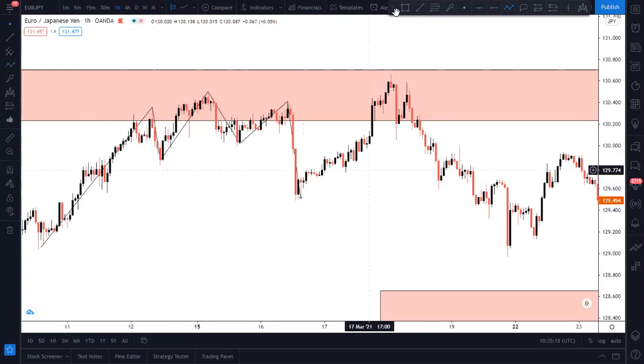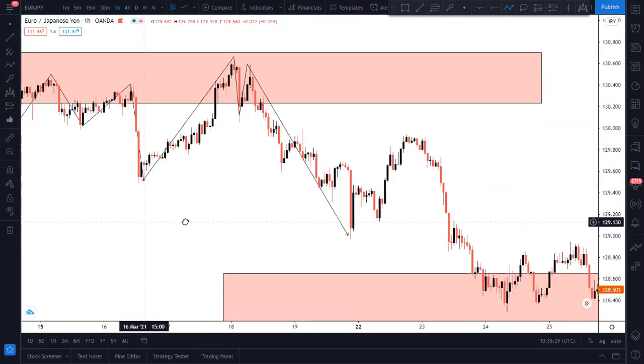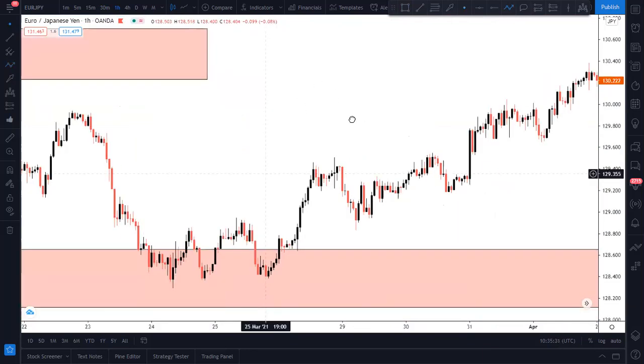And then it also gave us a first bounce, second bounce, and then a drop, right? A drop to that level, a drop to this level.